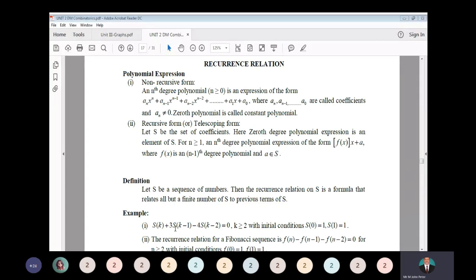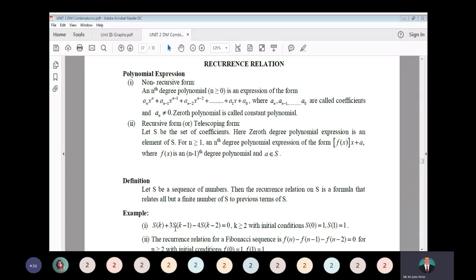A polynomial expression, non-recursive form: an nth degree polynomial, where n is greater than or equal to 0, is an expression of the form a_n x^n + a_(n-1) x^(n-1) + a_(n-2) x^(n-2) and so on, up to a_1 x + a_0, where a_n, a_(n-1), and so on down to a_0 are all coefficients and a_n is not equal to 0. A 0th degree polynomial is called a constant polynomial.